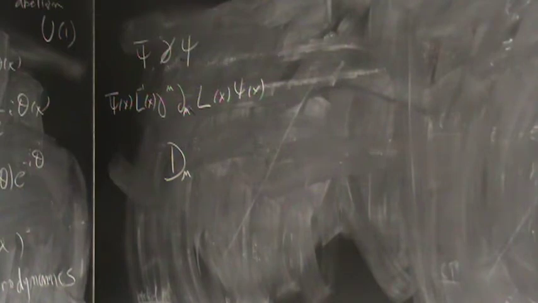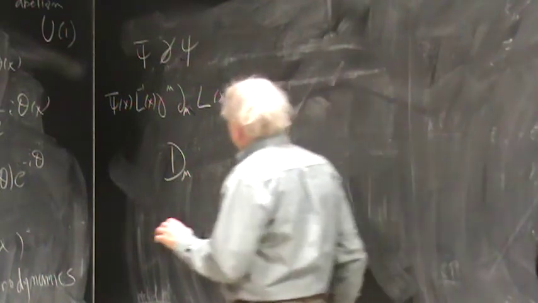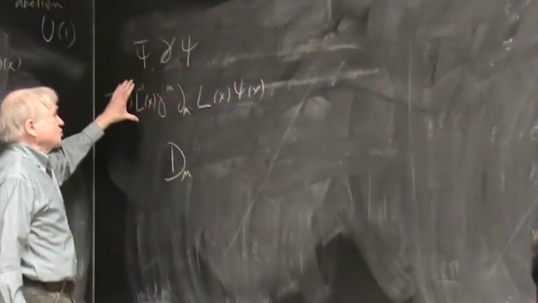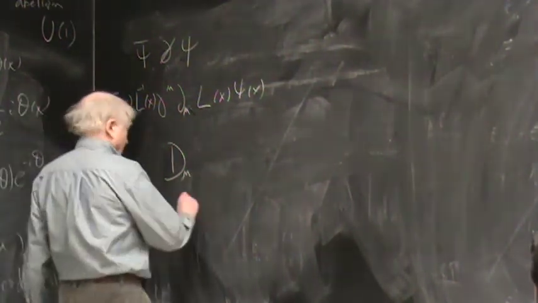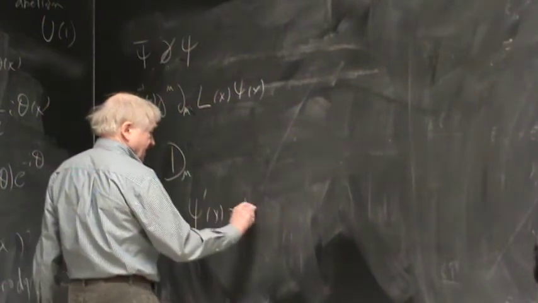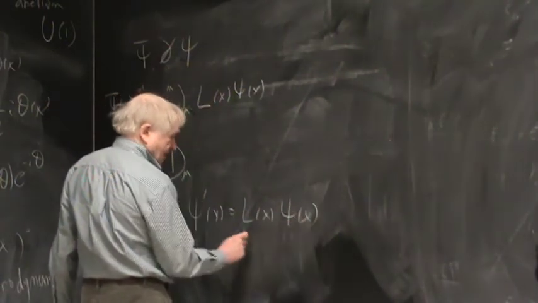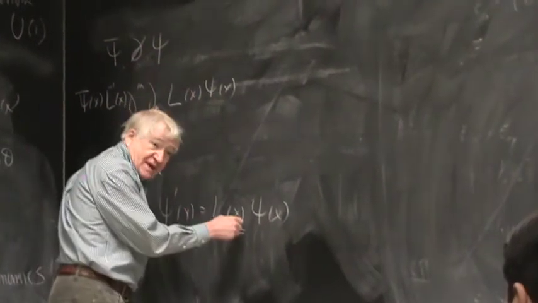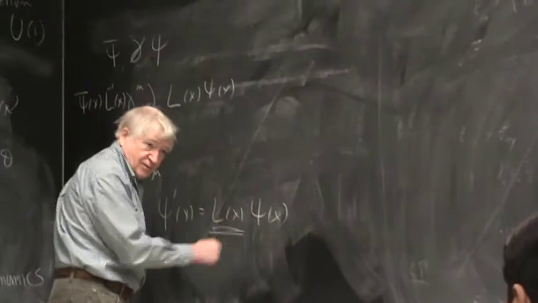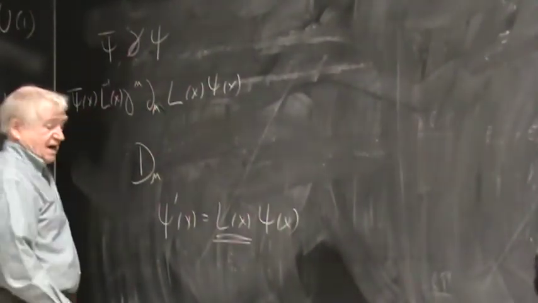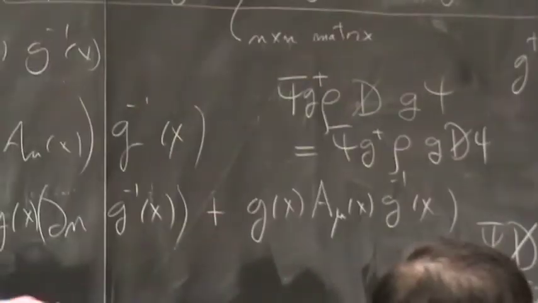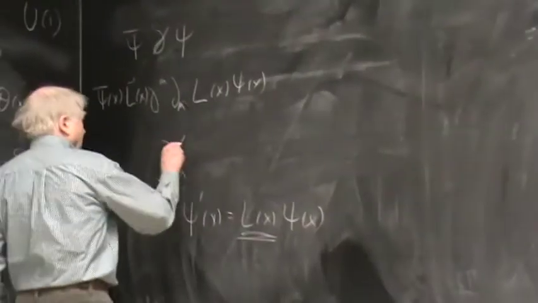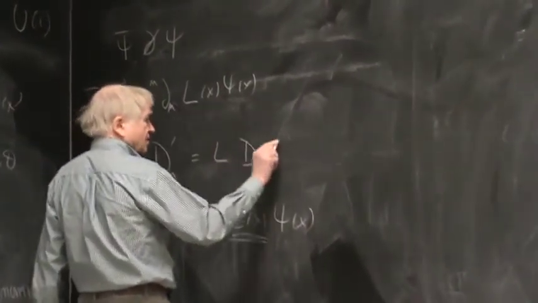Well, I'm using the word local in a technical sense. Local here means that we want this structure to be invariant under transformations of the form psi prime of x is L of x, psi of x, where L is a Lorentz transformation, but it's a different Lorentz transformation at each space-time point. Yes. That requires that you do effectively the same thing as over here. Namely, d mu prime is L d mu L inverse.